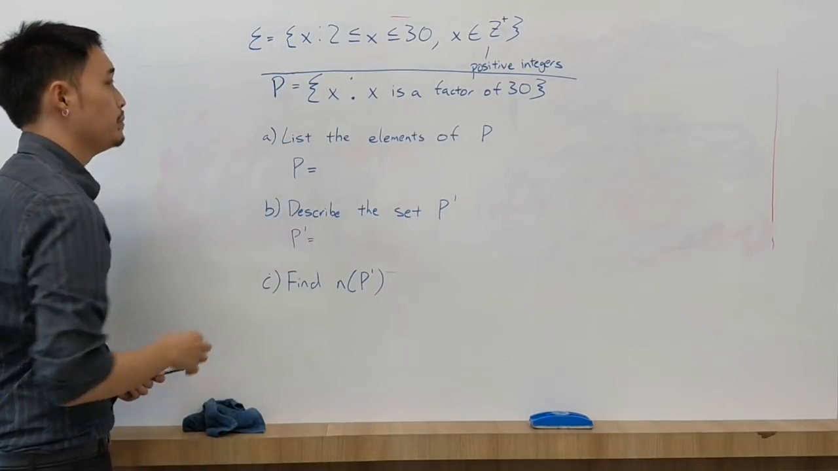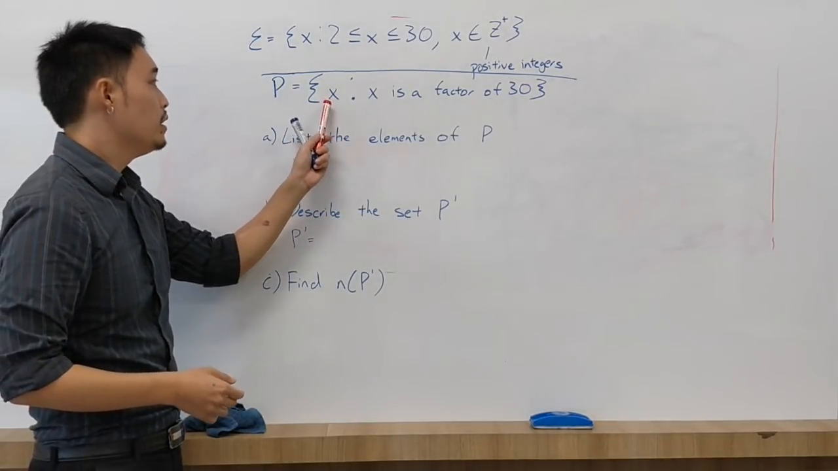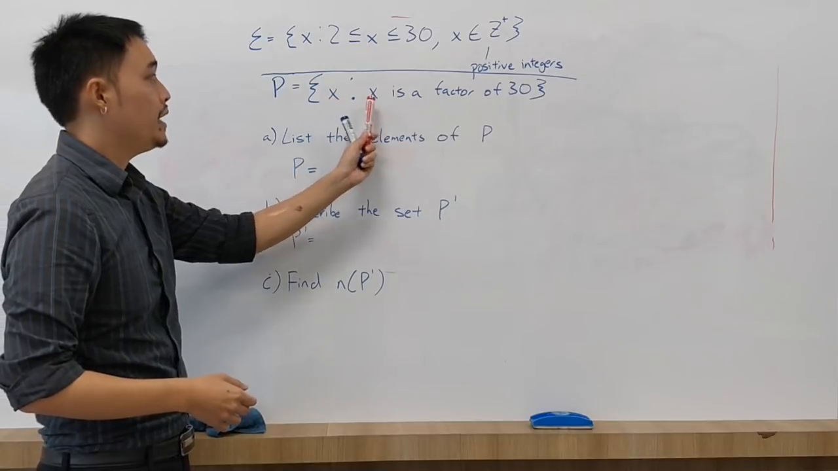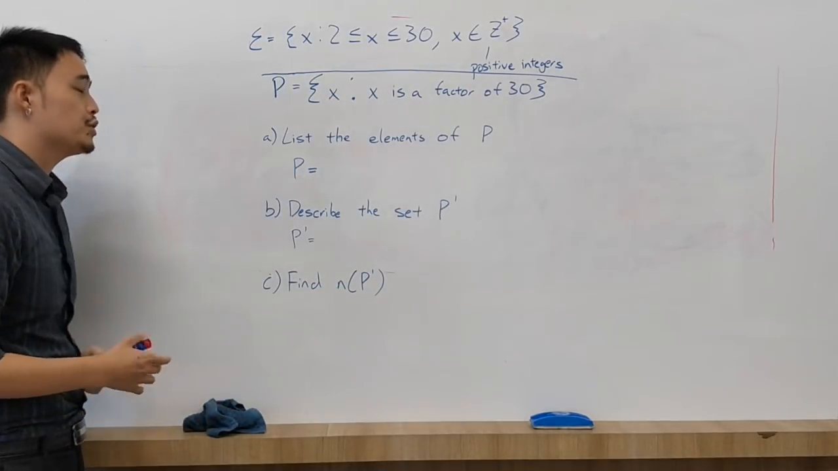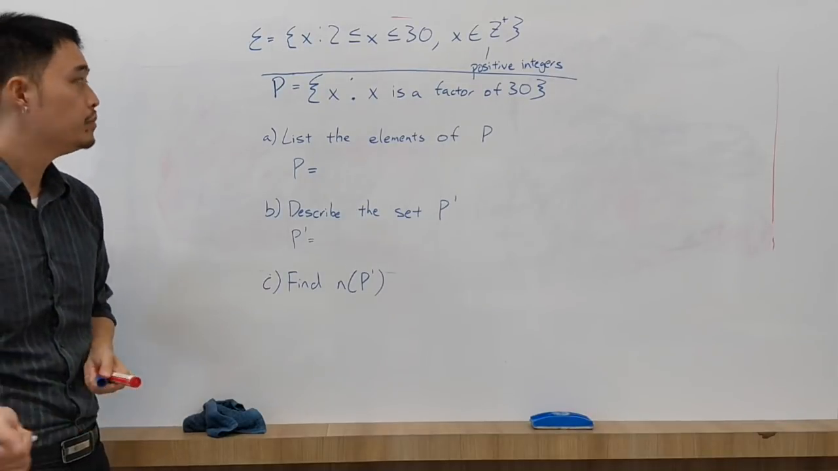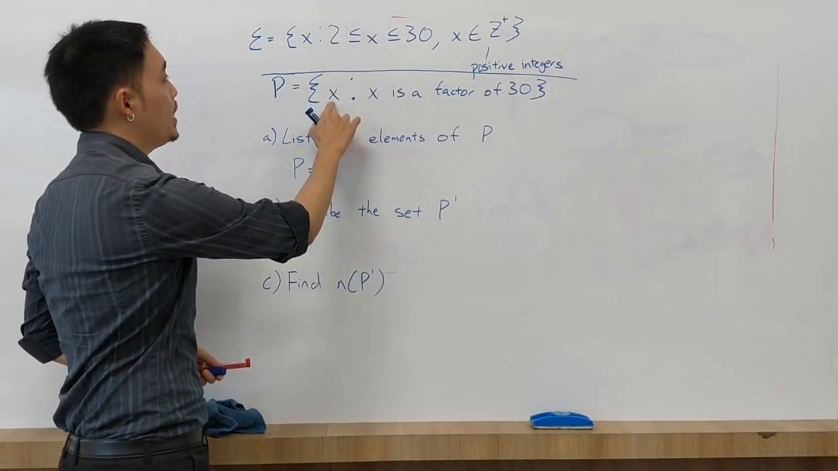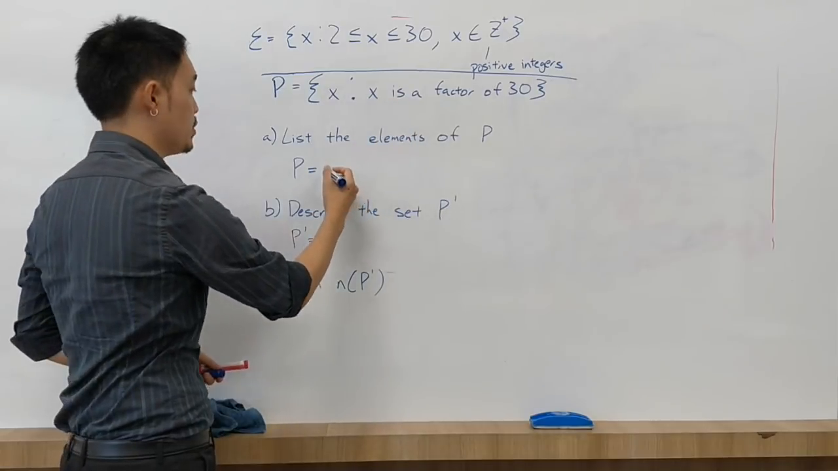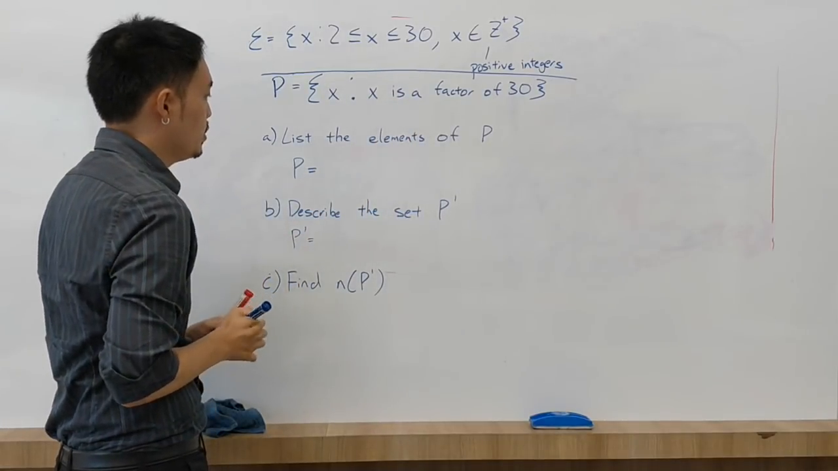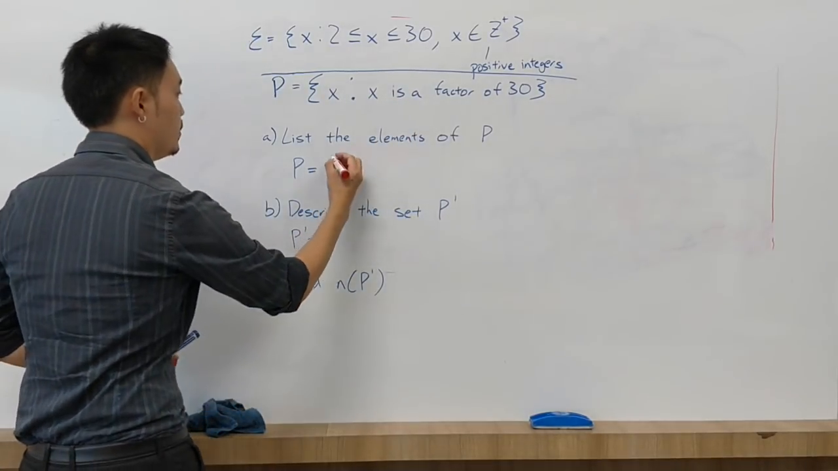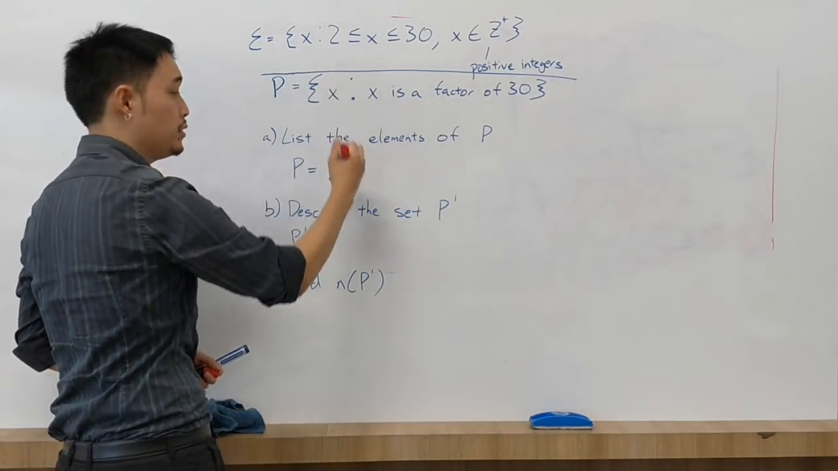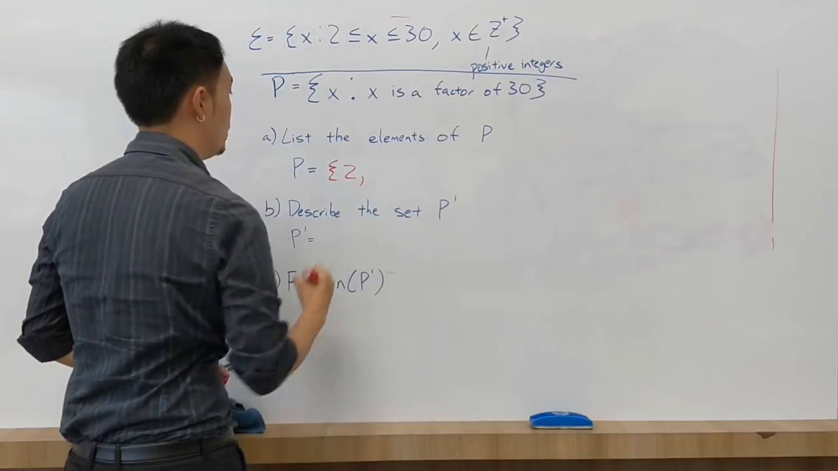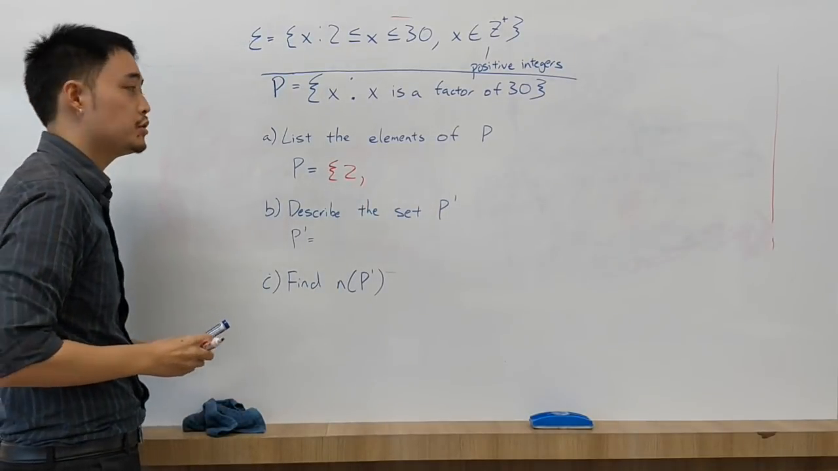And we have a set P, where it consists of X, and X is a factor of 30. And the question asks us to list the elements of P. Now, keeping in mind that X must be between 2 and 30. So if we begin, we must know that 1 cannot be part of P because 1 is less than 2. So the first member of P must be 2.